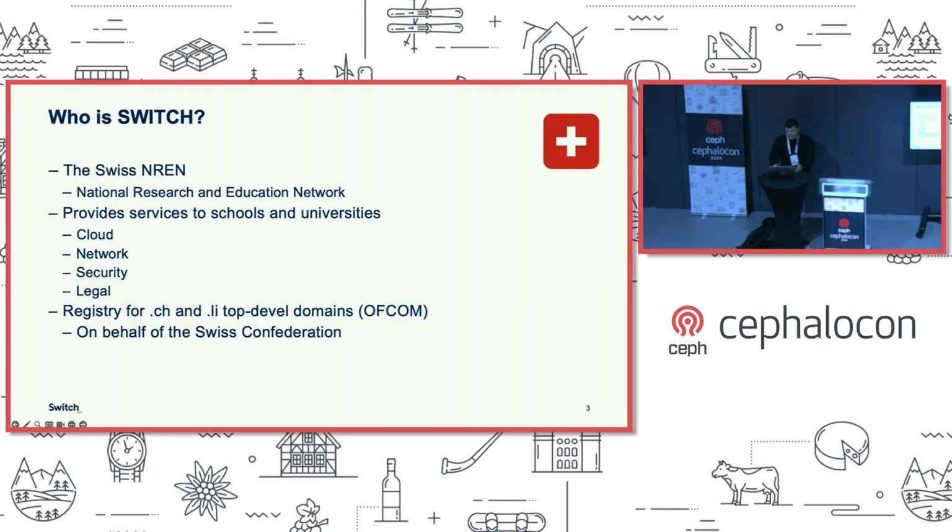So, who is Switch? We're basically the Swiss NREN. This stands for the National Research and Education Network. It's a non-profit organization, a foundation with the goal to provide IT services to schools and universities of Switzerland. Some of the services that we provide are cloud, network, security, but also legal in the IT context. We are also the registry for the .ch and .li country code top-level domains by Ofcom, and we do it on behalf of the Swiss Confederation.